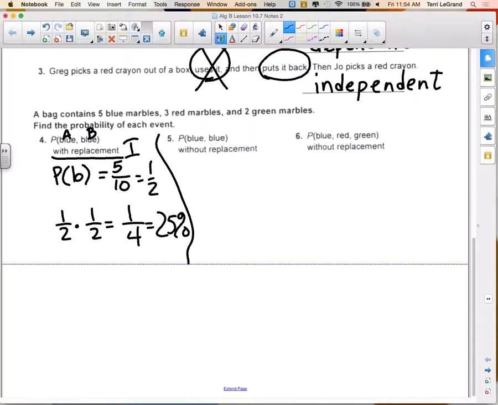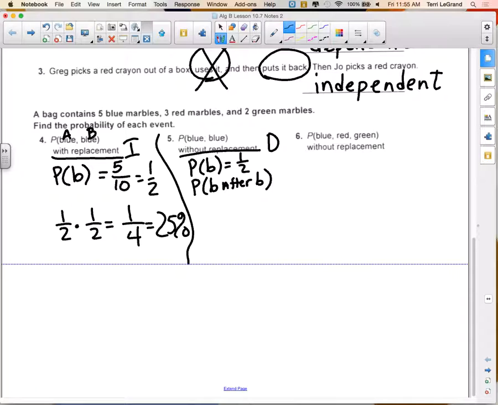Okay. Blue without replacement. Without replacement tells us what? Without being replaced. Independent or dependent? Dependent, right? Okay. And we already know the probability of getting a blue. We're just going to remind ourselves that the probability of getting a blue is 1/2. But we need the probability of a blue after blue. Blue after blue, because it doesn't get replaced, right? So what is the probability of getting a blue after a blue?